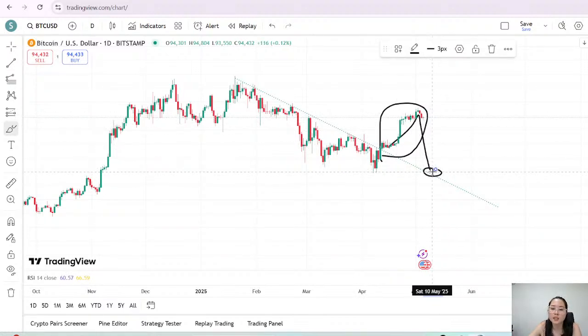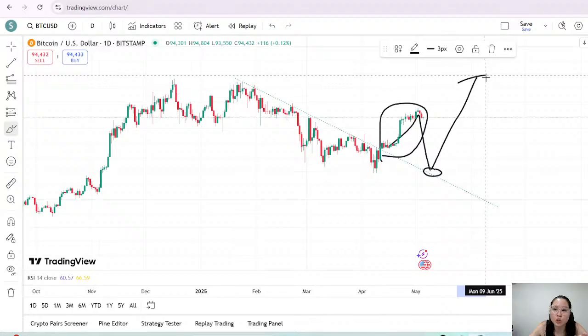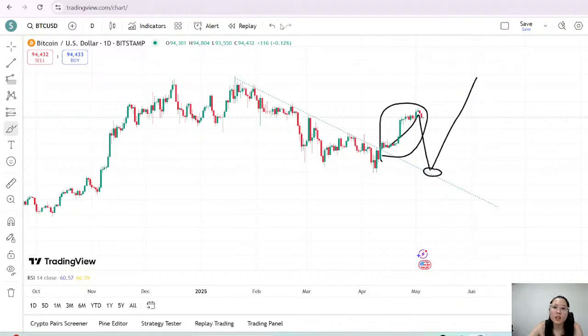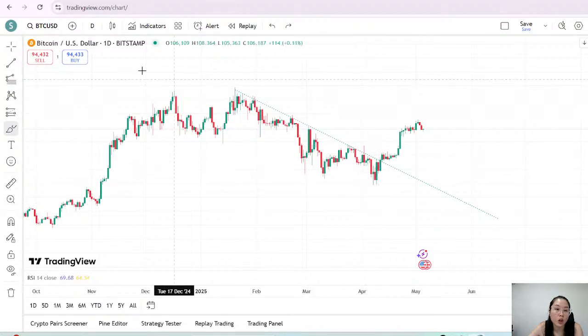When I say test the trend line, it means that price comes back and sees whether it can break lower. If it cannot break lower, it means that this area is solid, and then it will usually shoot up from there. There are many ways to analyze a chart, and this is just one of them. That's one thing we will take note of.